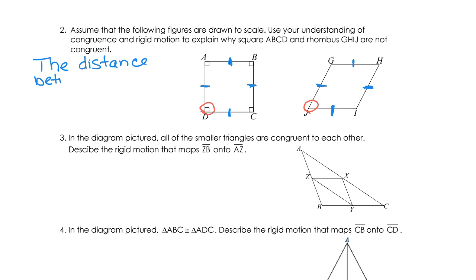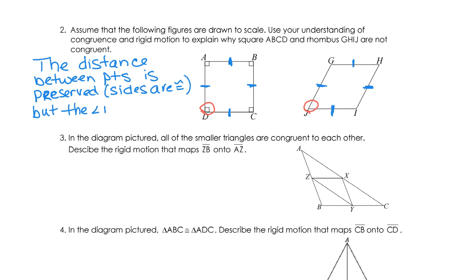between points is preserved. Oops, sorry, I spelled that wrong. Preserved. Okay, which means that the sides are congruent. But the angle measure is not preserved.